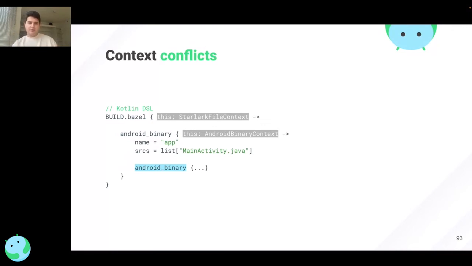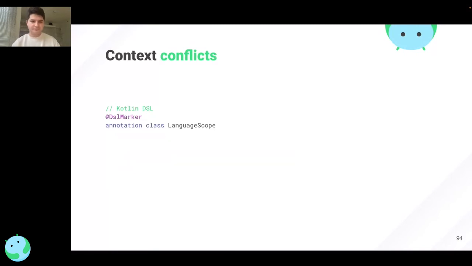And how do we prevent it? How do we make sure that everything that happens inside Android binary is under our control, and that we do not spill any extra functionality that we don't actually need? To achieve this goal, the Kotlin standard library has something called a DSL marker. This is an annotation. To use it, we need to declare our custom annotation, for example, language scope, mark it with the DSL marker, and then use this annotation to mark each context that we are using.